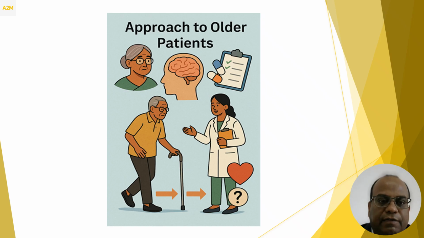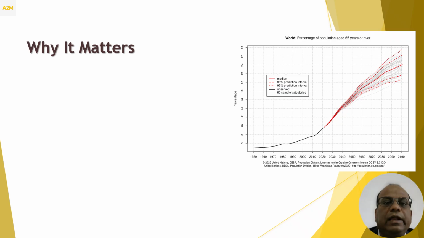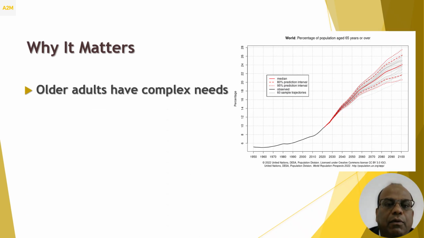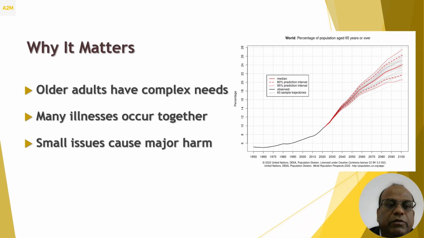Now let's discuss what should be our approach. Approach may vary widely, but here I am going to discuss a very simple and easy approach. So why does caring for older adults matter so much? Because older adults are one of the fastest growing groups in the world. Many countries, including ours, now have more older people than before.